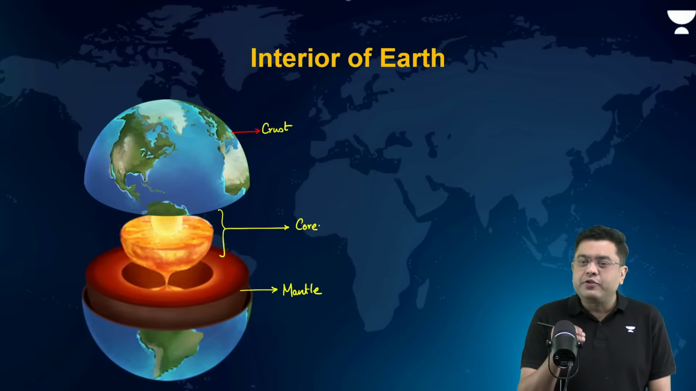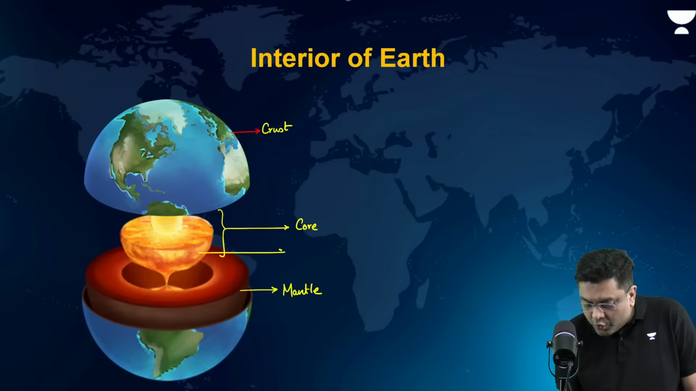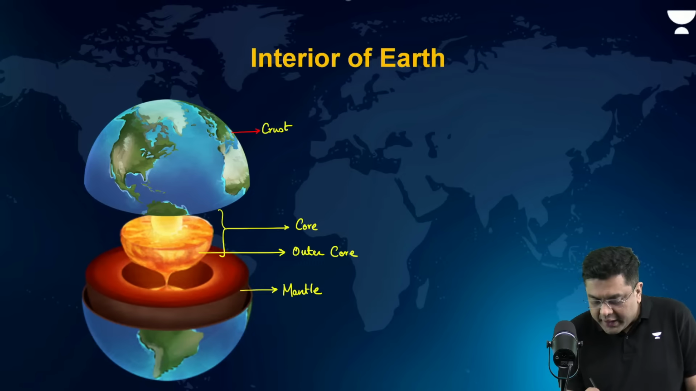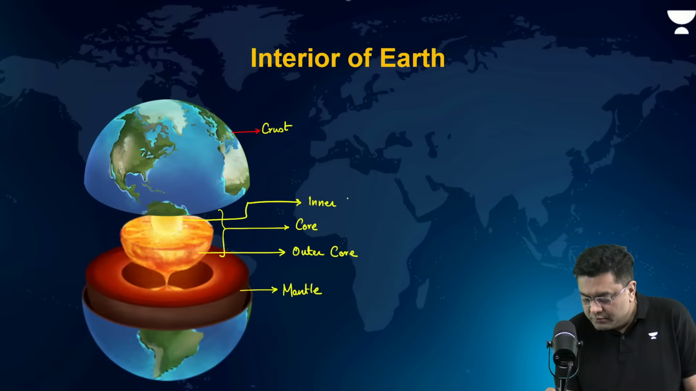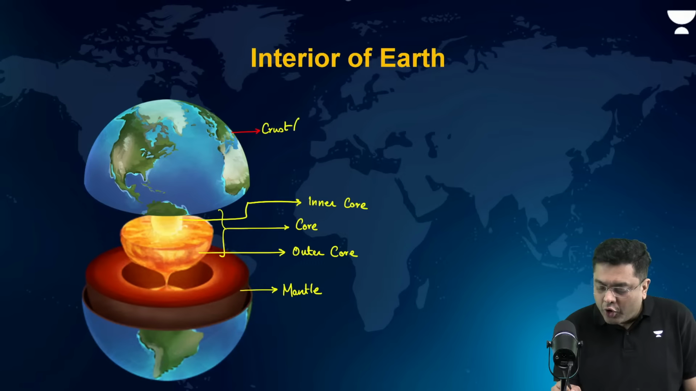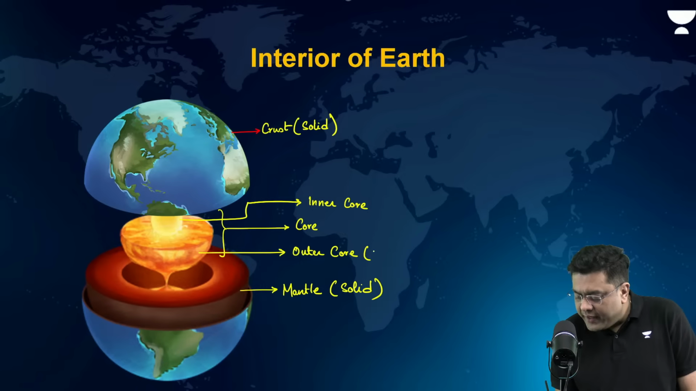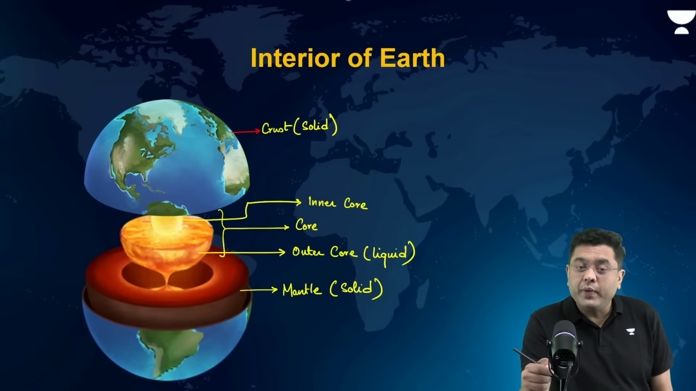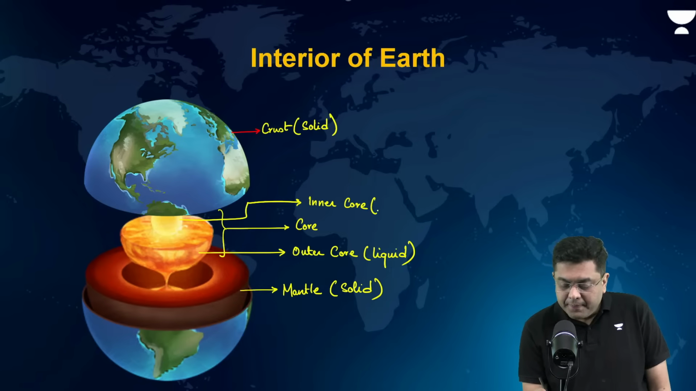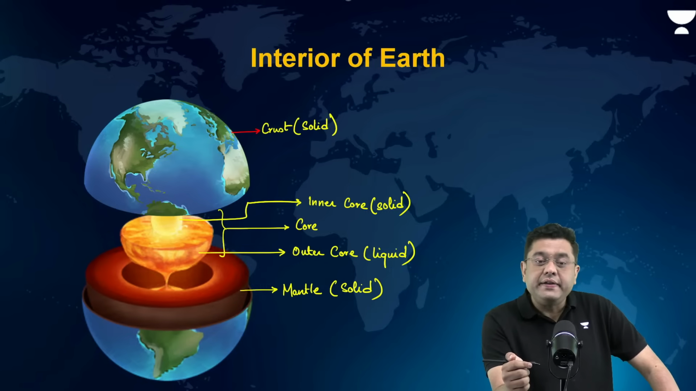Now, core also has got bifurcations. This is your outer core, and this portion is your inner core. Okay. So, crust is solid, mantle is also solid, outer core is liquid, completely molten, but inner core is not liquid. Inner core is solid. Why? Let us understand the reason.